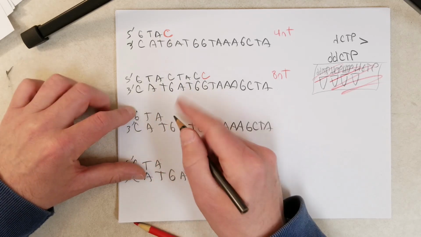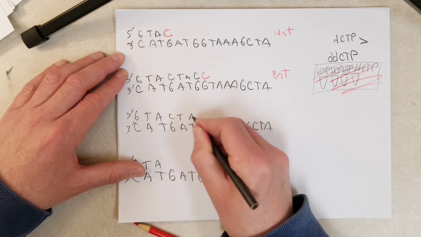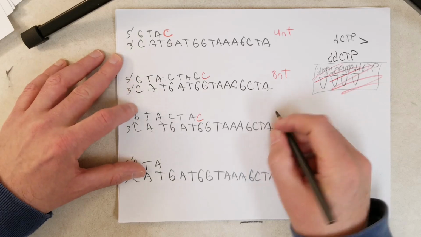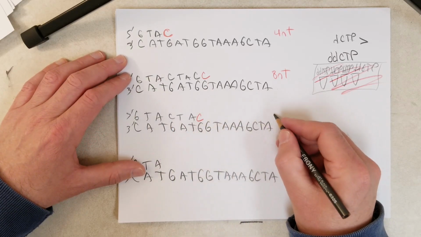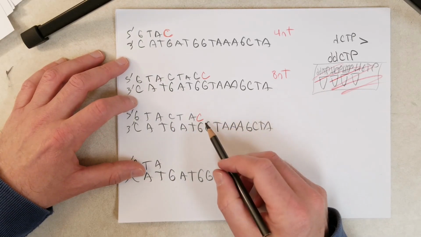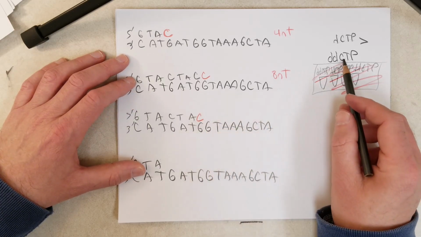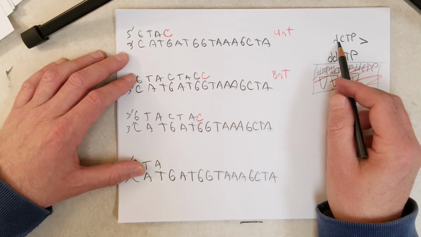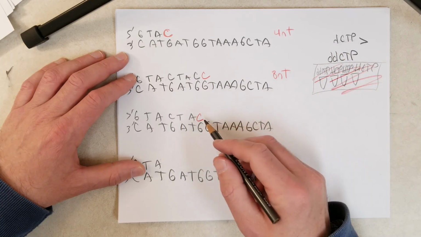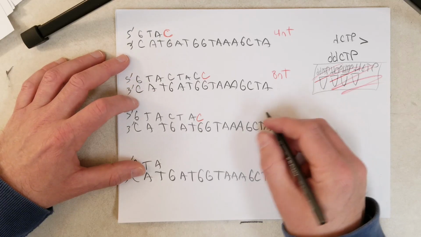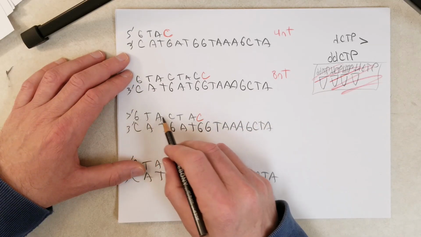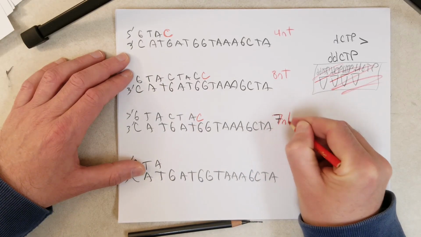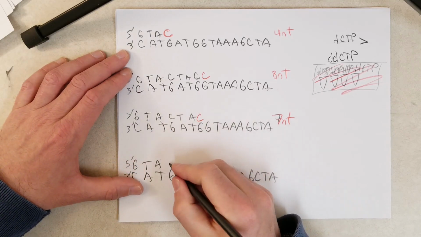So 1, 2, 3, okay, let's try another one here. We haven't done this one yet. Okay, there's a C there. So the C's are being put in randomly, and the probability of a C being put in is dependent on the concentration of the ddCTP relative to the dCTP. But for this, let's just assume that the regular dCTP is found at higher concentrations than the ddCTP. 1, 2, 3, 4, 5, 6, 7. I'll use the red. And let's do one more.